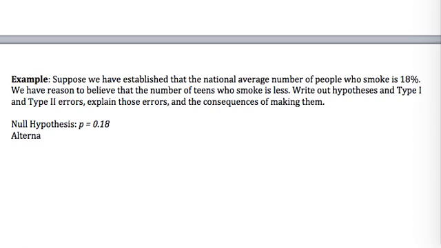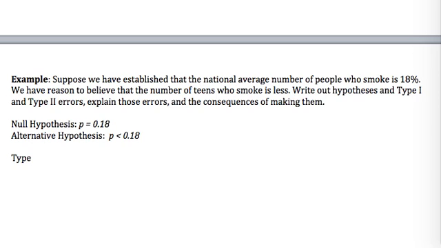Our alternative hypothesis, or H sub A. What do you guys think? I think it says it in there. Less than, one tail. There we go. Pretty simple.